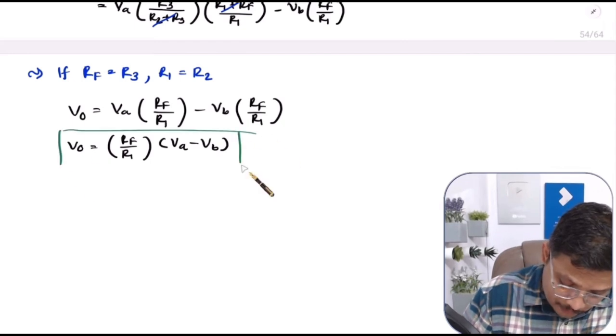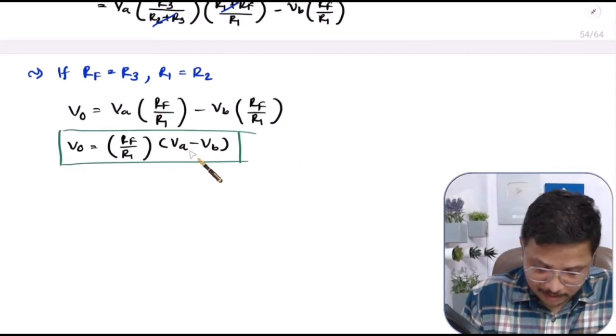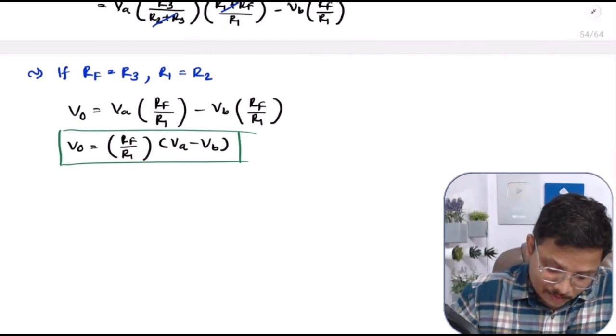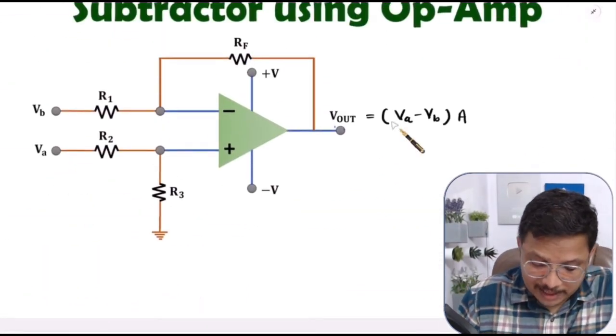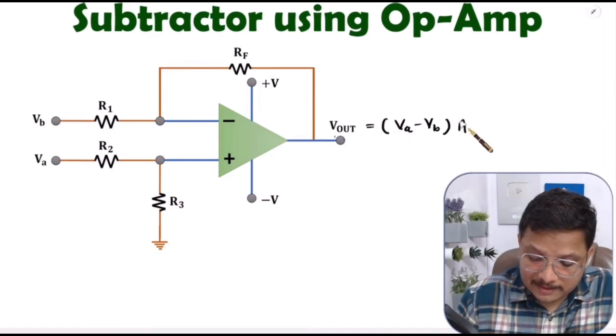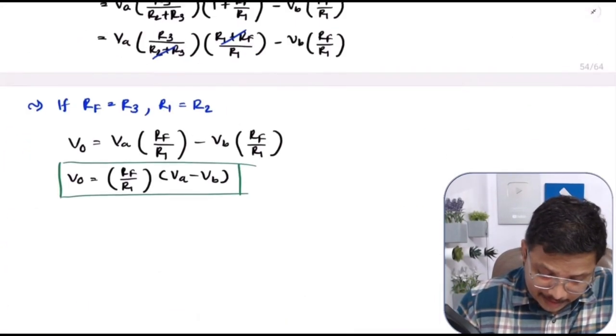Now see, earlier I told you this same circuit works as a subtractor if RF is equal to R1, and works as a difference amplifier where gain is RF divided by R1, right? So you see, I told you earlier this circuit can function as a subtractor if A is equal to 1, and the same circuit can be used as a difference amplifier where this gain A is RF by R1.